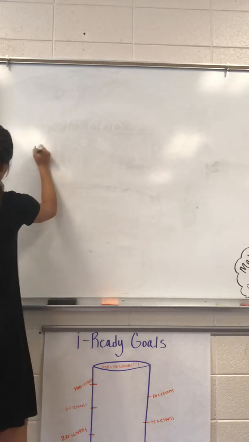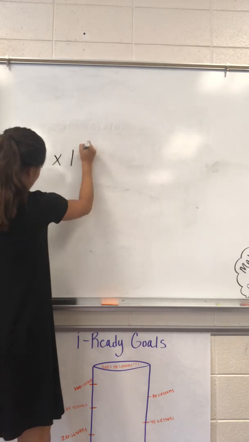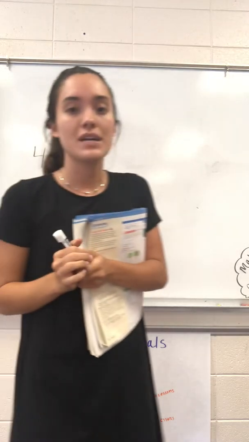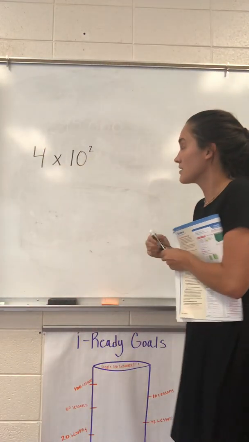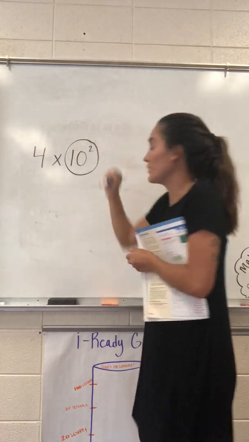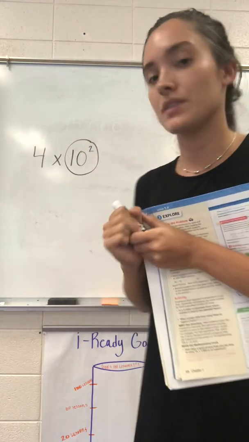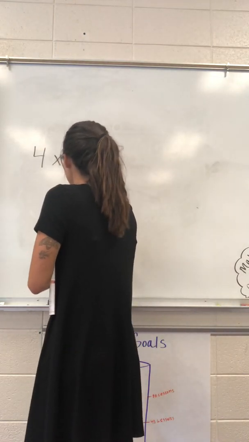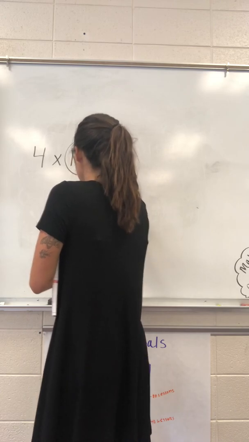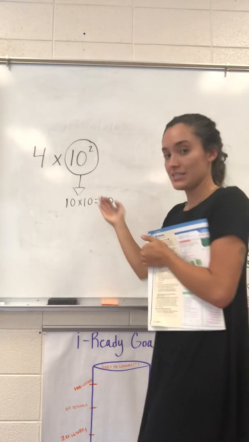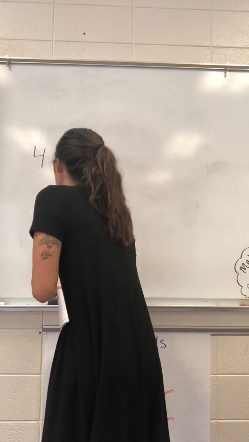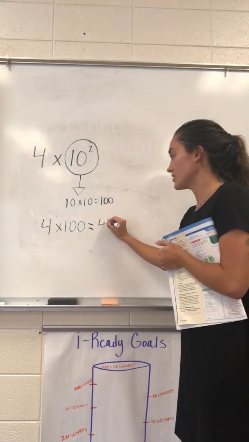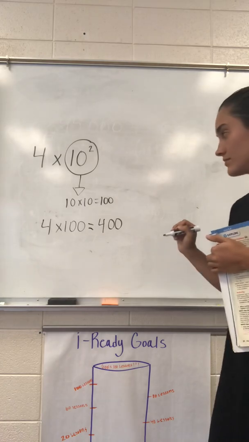So number 4 has 4 times 10 squared. All right, so first what I want you guys to do is look at the number with the exponent. So we've got 10 squared. So I want you to solve that first, which is 10 times 10. And we said that was 100. So now we know that what this actually means is 4 times 100. And that will give me 400. Okay.